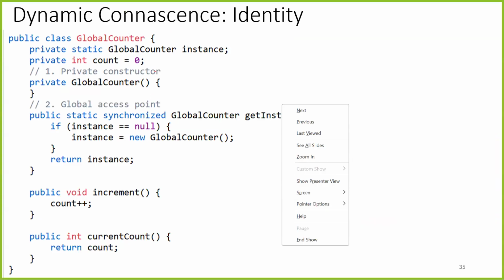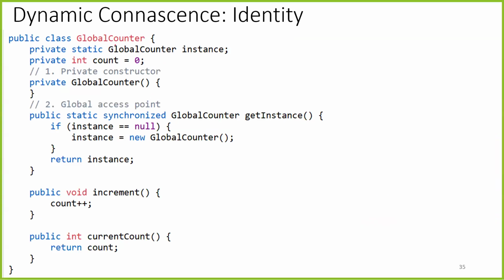So here I will motivate my example in the next slide. Let's go through it slowly. So this is my singleton pattern, a global counter. What it has is a static global counter instance. And then it has a count variable starting with 0. The first thing I must do, so that no one can create a new global counter, is to make my constructor private.